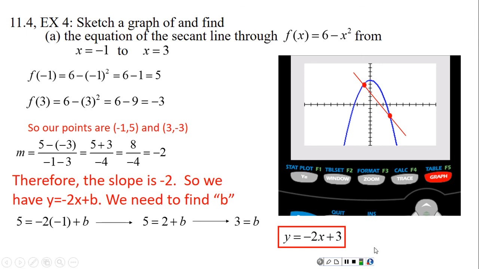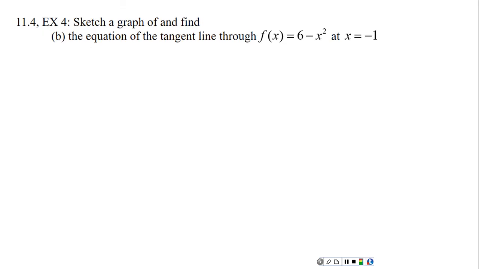Okay, so this part A was an algebra question. You did this back in algebra. Given 2 points, find the equation of a line. That's what we just did. Part B takes the same problem and turns it into a calculus problem. It says find the equation of a tangent line. So a tangent line is a line that touches a parabola at exactly 1 point.